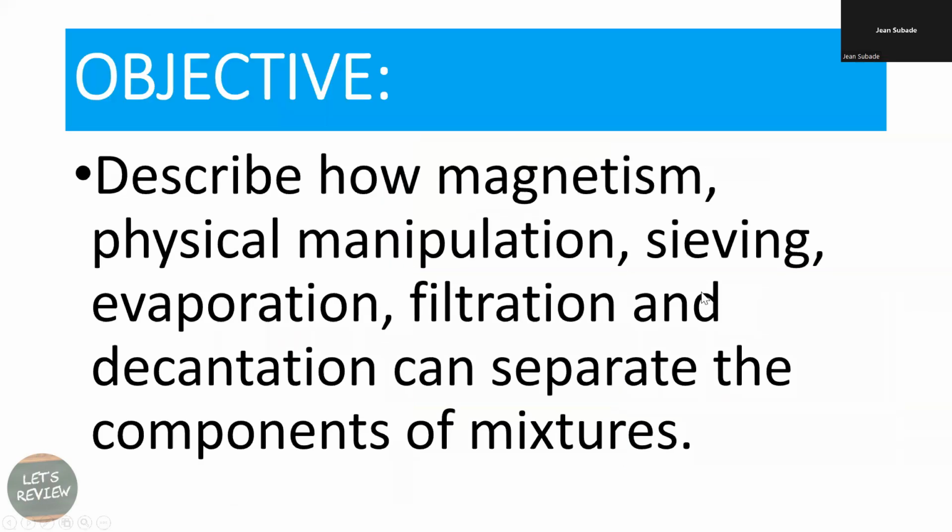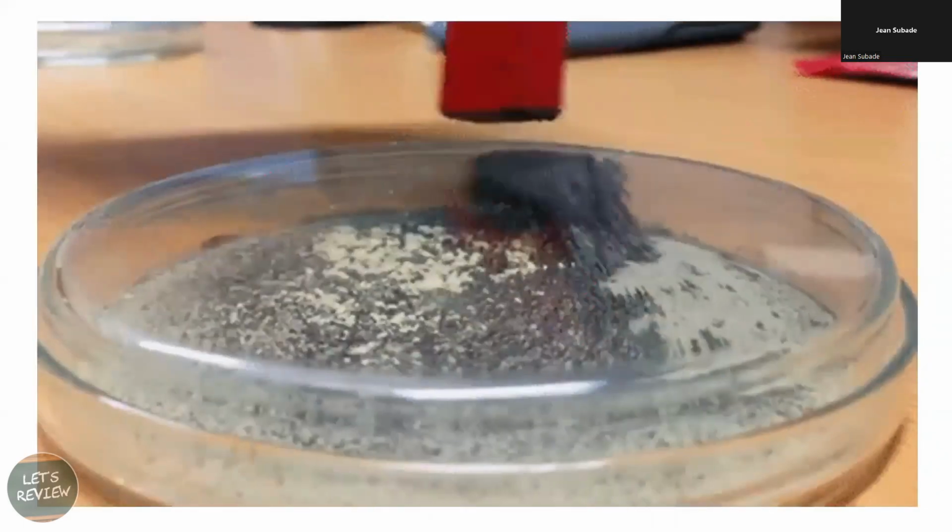Our objective is, of course, to describe how magnetism, physical manipulation or handpicking, sieving, evaporation, filtration, and decantation can separate the components of mixtures. So how? One by one, let us see.